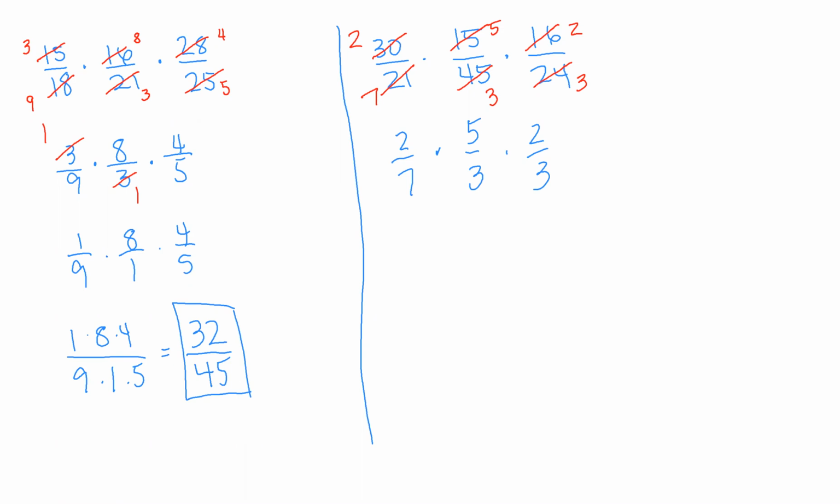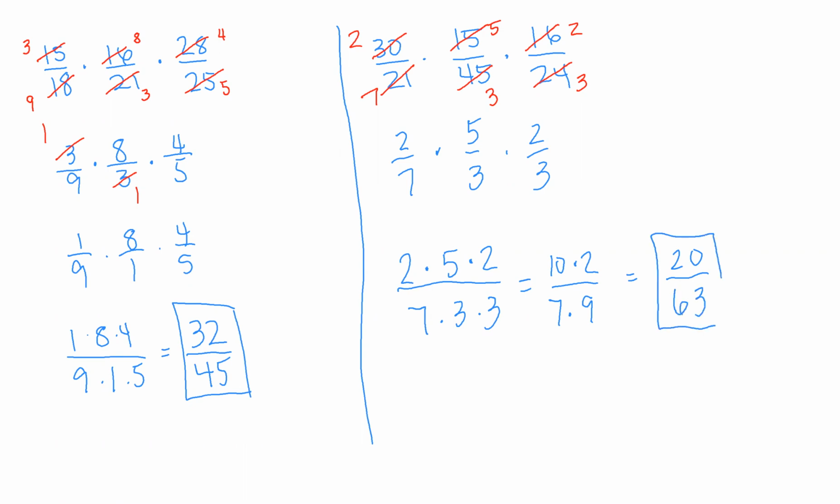5s and 2s do not have any common factors with 7s or 3s. So we just multiply across. So I have in the numerator 2 times 5 times 2 all over 7 times 3 times 3. So in the numerator, I get 2 times 5 is 10, and then times 2. So in the numerator, I get 20. In the denominator, I get 7 times 3 times 3, where 3 times 3 is 9. Well, 7 times 9 is 63. So my final answer here would be 20/63.